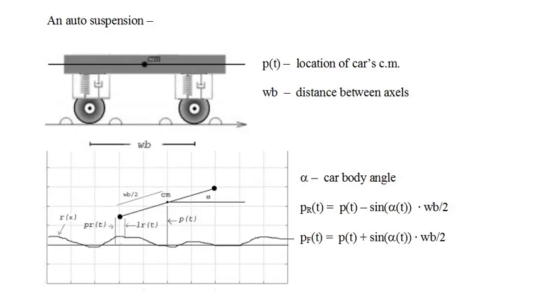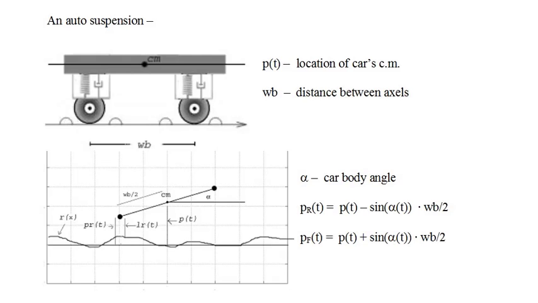The car will be traveling at a constant velocity, so we don't need to keep track of its horizontal or X position. As the car travels, bumps in the road cause the body to bounce up and down and to rotate. So the state of the auto will be the position, that is the height of the center of mass of the body, and the angle the body makes with horizontal. The function P of t is the height of the car's center of mass, and alpha of t is the angle the car makes with the horizontal.